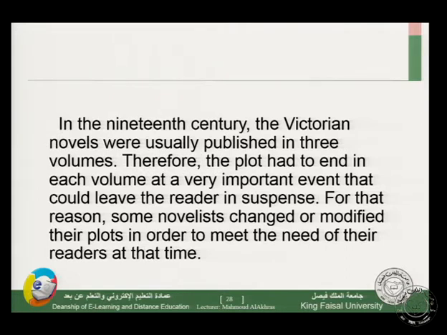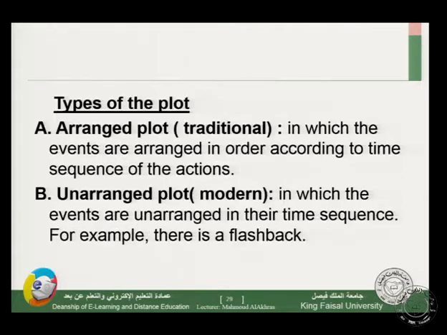In the 19th century, the Victorian novels were usually published in 3 volumes. Therefore, the plot had to end in each volume at a very important event that could leave the reader in suspense. For that reason, some novelists changed or modified their plots in order to meet the need of their readers at that time. So they changed the sequence of their plots.